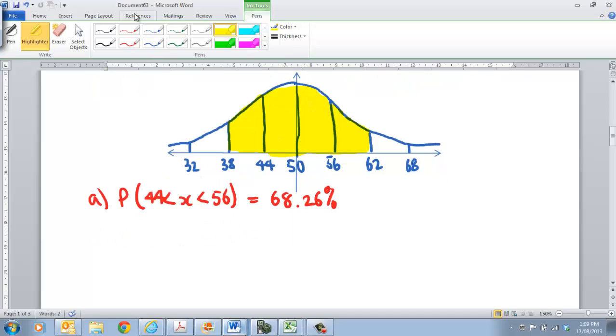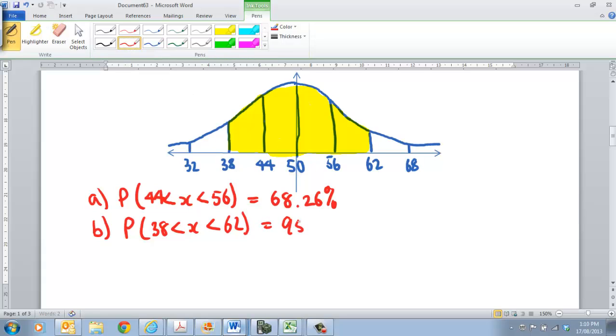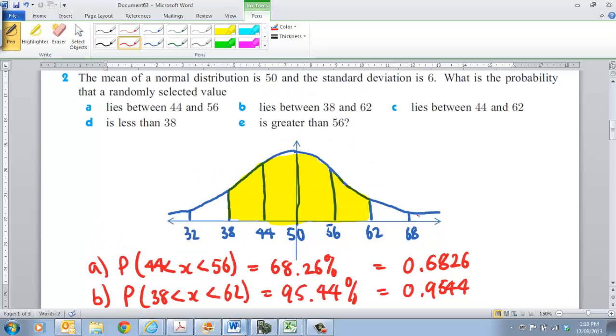95.44%. So again, the setting out would be probability that x lies between 38 and 62. Alright, and then we can just write down our percentage, which is 95.44%. Now, it could be represented, by the way, as 0.9544, or it could be represented as 95.44%. So both of those mean the same thing. So one's a decimal, one's a percentage.